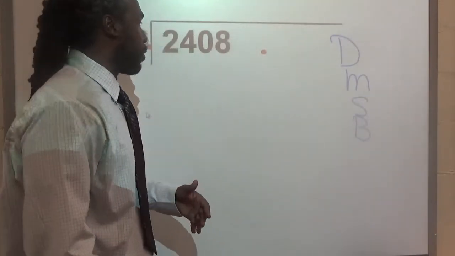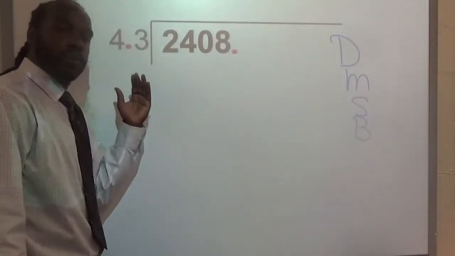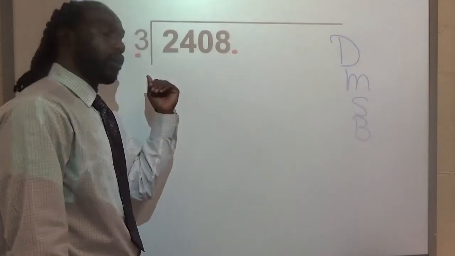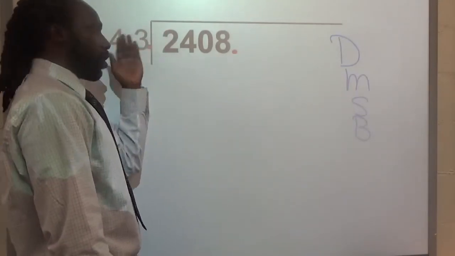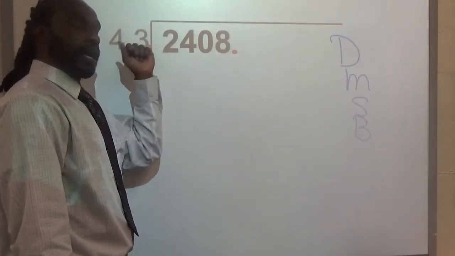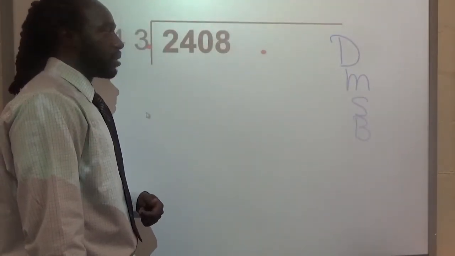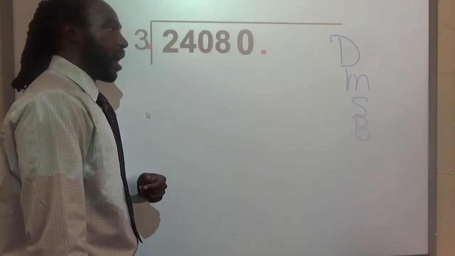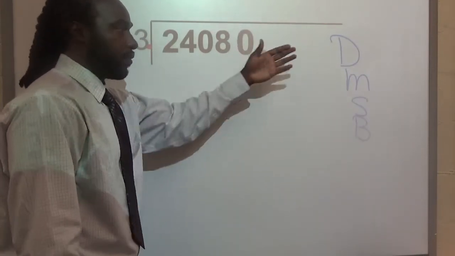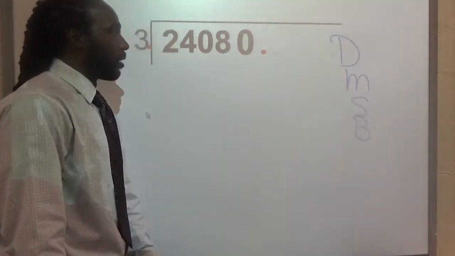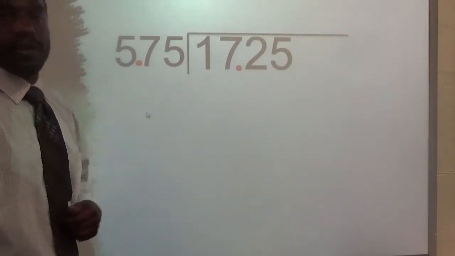All right, so again, I'll show you again. I want to move this decimal point over one space, move it over on here. Whatever I do on this side, I do on this side, move it over one space. I have a space there, I have to add my 0, then I just divide, multiply, subtract, bring down. All right?